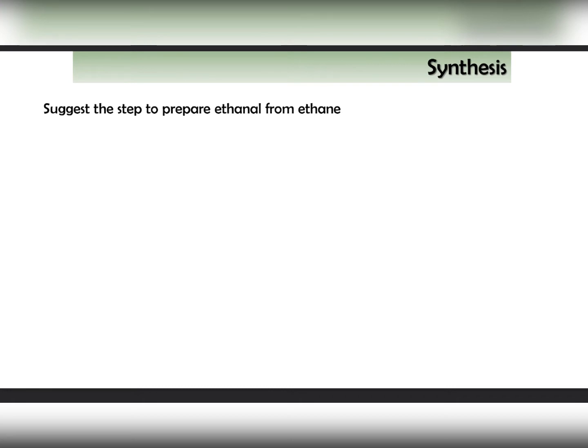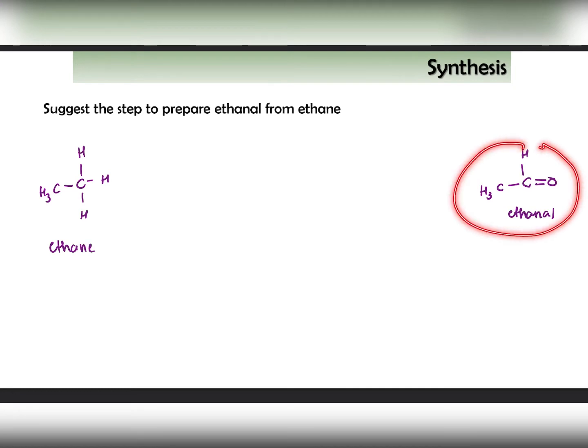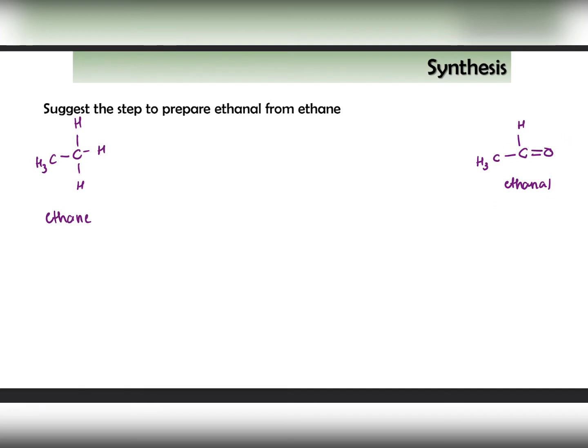The next example is suggest the step to prepare ethanal from ethane. Okay, so ini lebih dari satu step. Ini ethanal, ini ethane. So how can you form ethanal from ethane? Okay, so dia mesti melalui series of step. You can see here macam mana kita nak dapatkan dia ini di dalam keadaan sp2. Okay, so ini dalam keadaan sp2 carbon kan. So kita kena buka dulu this part untuk jadikan dia 4 bond.